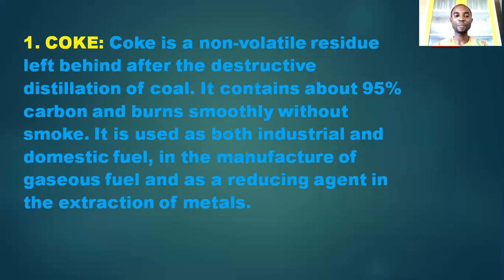It contains about 95% carbon and burns smoothly without smoke. It is used as both industrial and domestic fuel, in the manufacture of gaseous fuel, and also serves as a reducing agent in the extraction of metals. So coke is very, very important. We use it as a reducing agent in the extraction of metals. We use it as fuel both in industry and in domestic use, and also in the manufacturing of gaseous fuel.